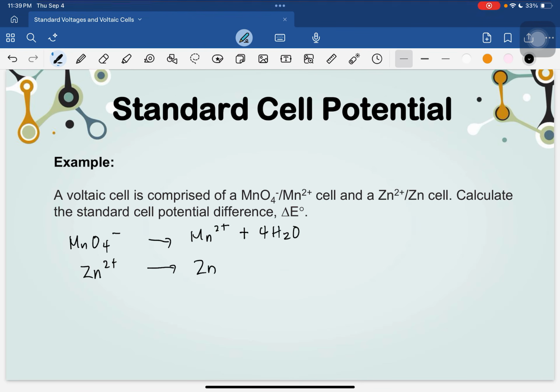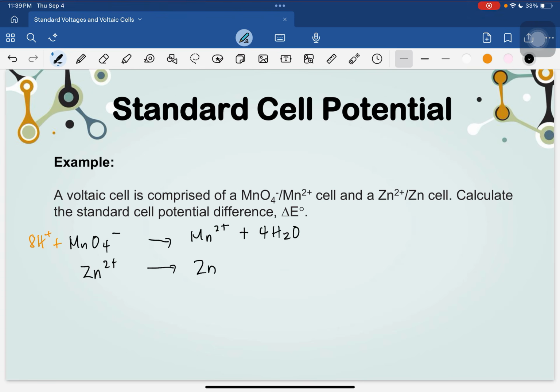However, because of the 4 molecules of water, there's a need to add H positive ions. We have 8. There you go. And on the zinc side, no change because there's no presence of neither oxygen nor hydrogen. So next will be to balance charges.